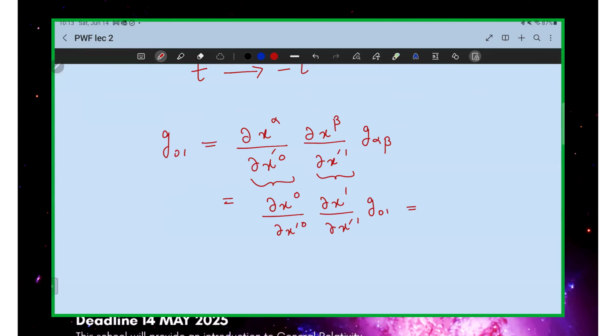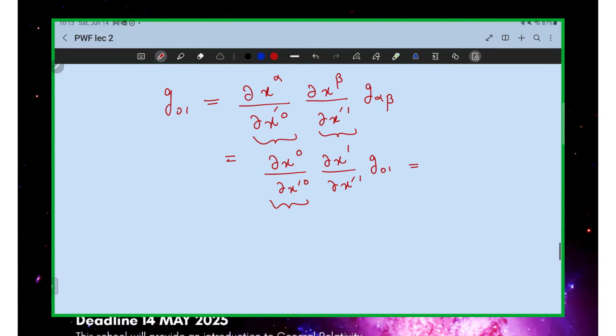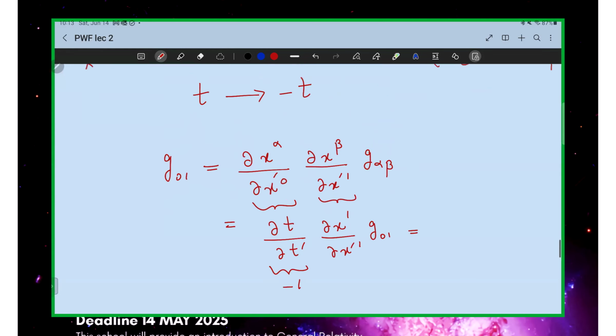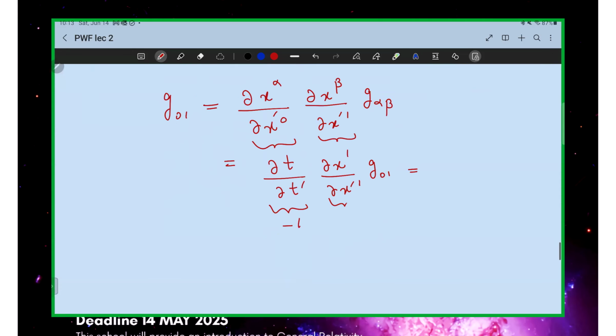Let me know in the chat if you didn't understand the argument that I just gave. So what is this? This is just minus 1 because this turns out to be the previous time with respect to the new time, and the new time is just minus t. That's why it's minus 1. And x1 hasn't changed, so this is just 1. So this gives you minus g01. But I told you earlier that g01 should not change.